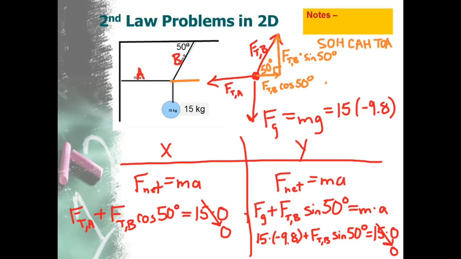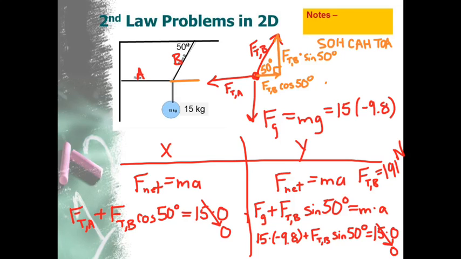And when you do that, if I remember right, I get something like the force of tension in rope B, it turns out to be something around 191 newtons. Okay? So the tension of rope B is 191 newtons, and that's going in this direction.